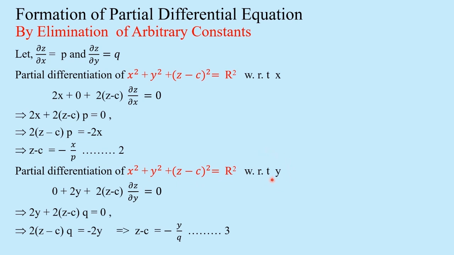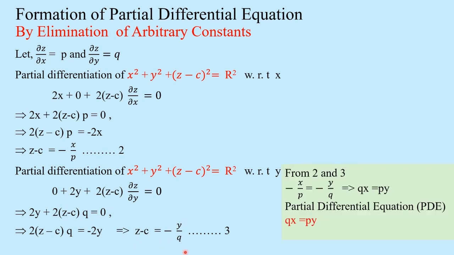Partial differentiation of this equation with respect to y is here. Now since we are differentiating with respect to y, the x term will be considered as constant. So differentiation of constant is 0. So we'll put it as 0 here. Plus this y square will become 2y, plus this will become 2 into z minus c. And then again differentiation of z is dou z by dou y. Simplifying this, we get z minus c is equal to minus y by q.